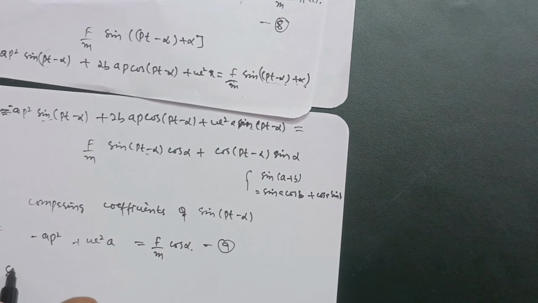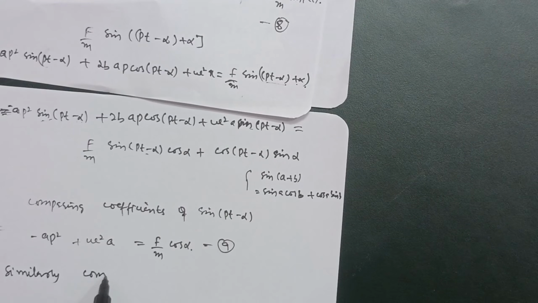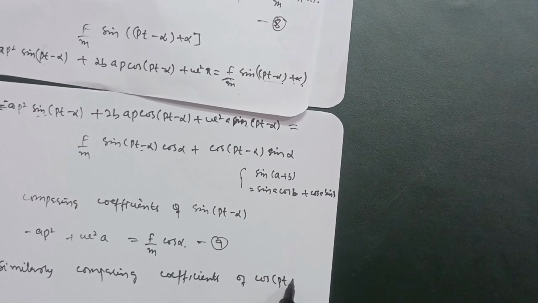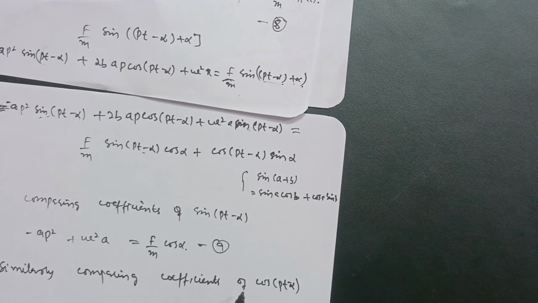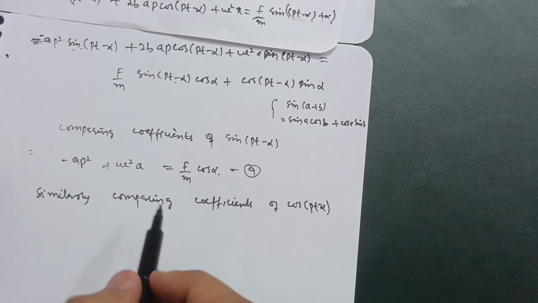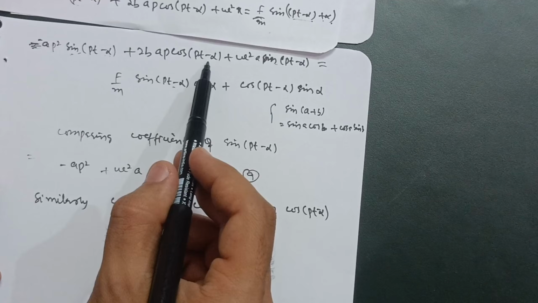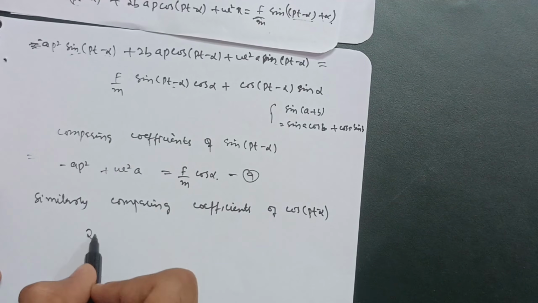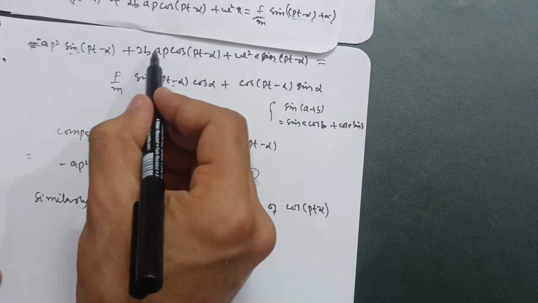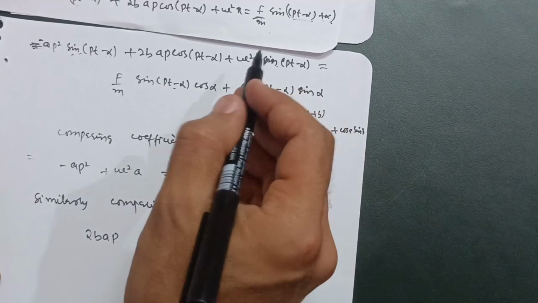Now similarly I can write, comparing coefficients of cos of pt minus alpha. Now you have to check the coefficients of cos pt minus alpha. Let's have a look. So cos of pt minus alpha is here. What is the coefficient? So it is 2b times ap. Cos of alpha is not here.